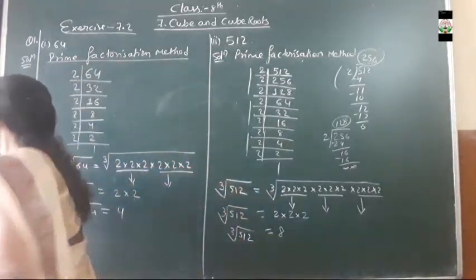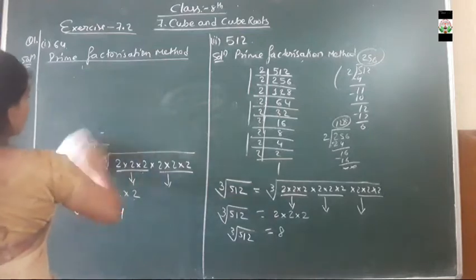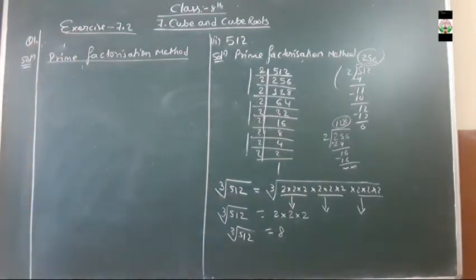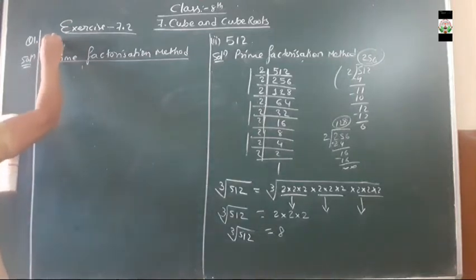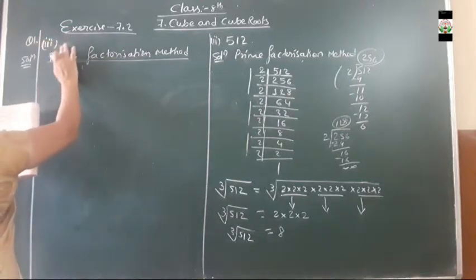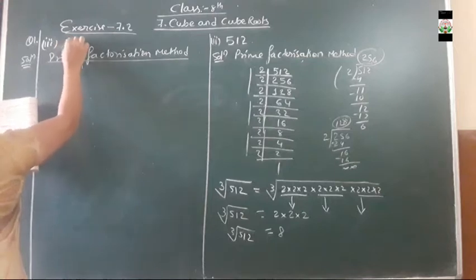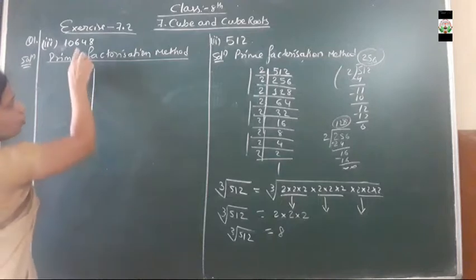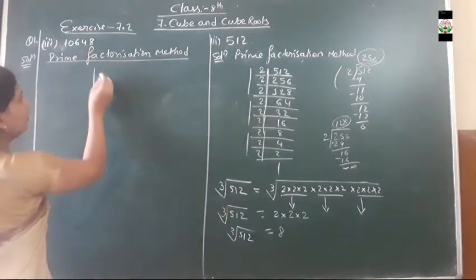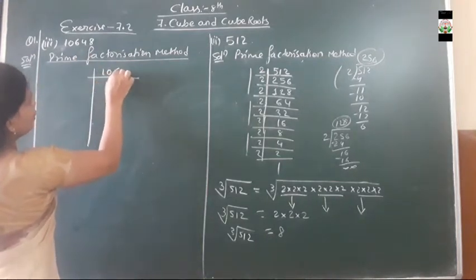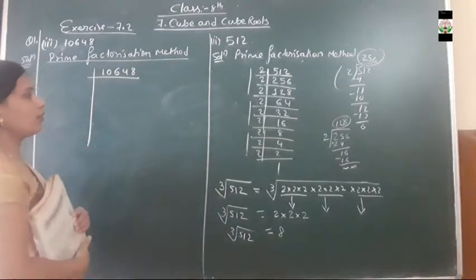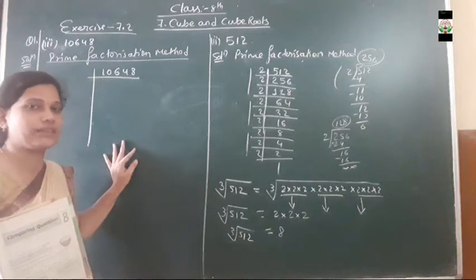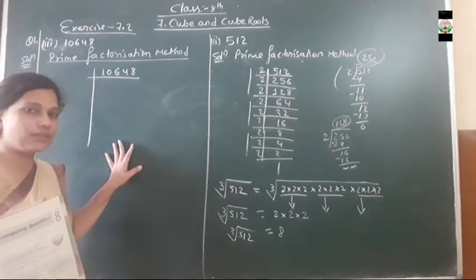Moving towards the third part of the question, what is 10,648? So here we are going to find again the factorization of 10,648. Now look how to find. Third part of the question. What is the number we are having here? 10,648. Okay, so in order to find the cube root of 10,648, we are going to find the factors. So first we are going to find the factors of this number.